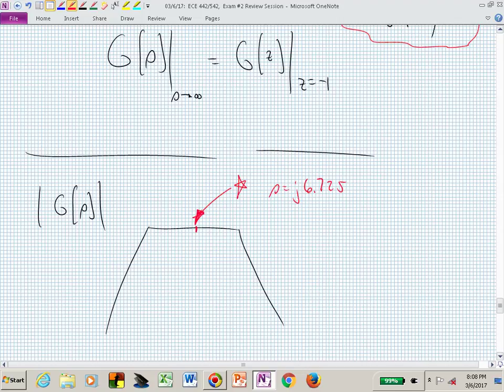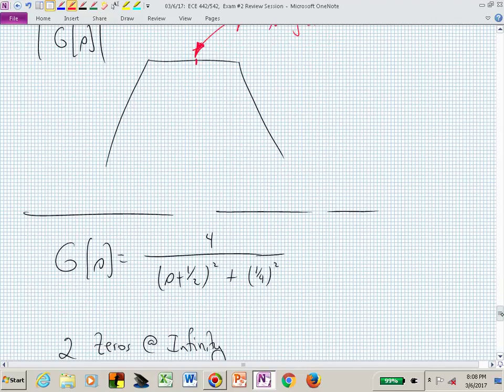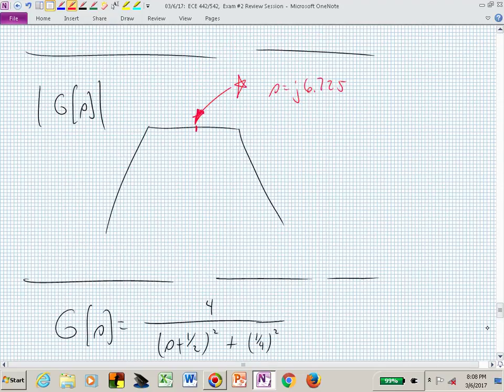You now replace that with s equal j in G of s, and you map that through the z equal to e to the sT. I don't think it's going to get that involved on the test, but I'm just trying to let you know that you have the tools, given the time, to do that. I just gave the answer.